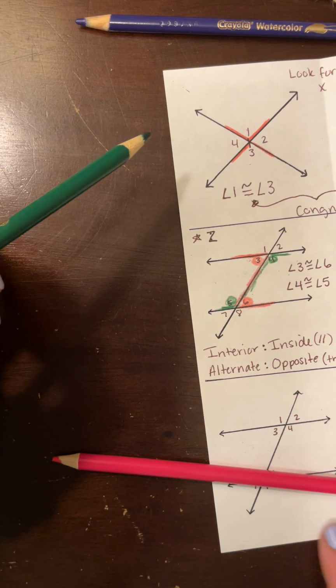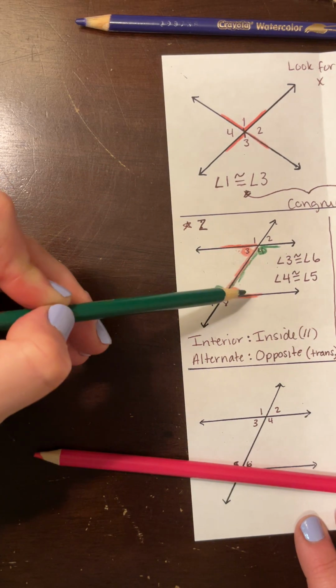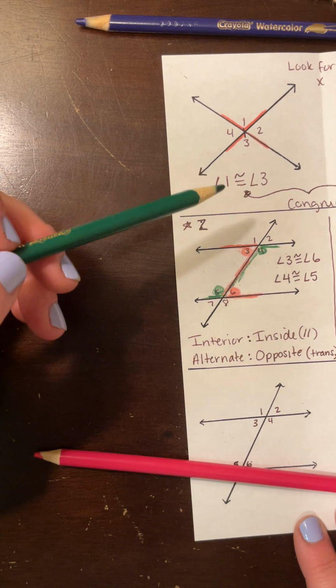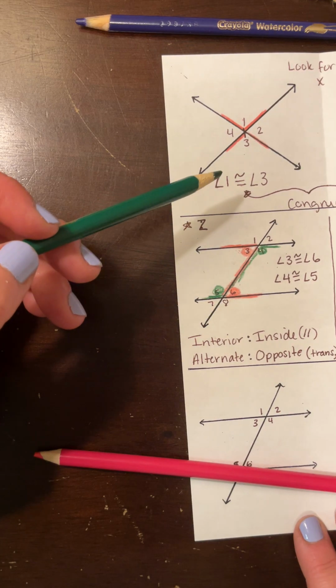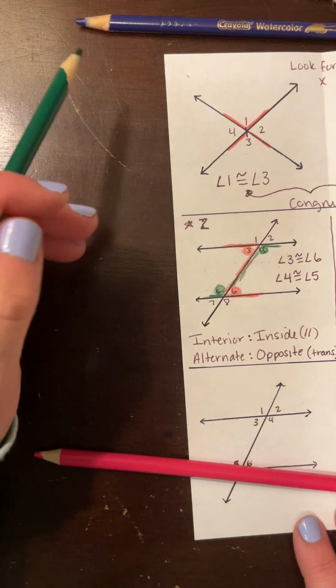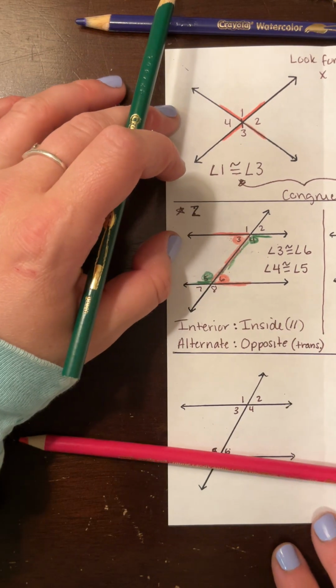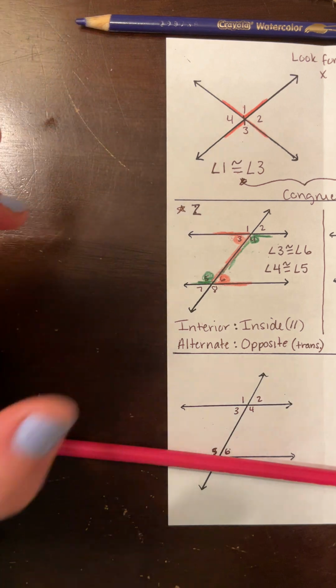And listen, guys, don't overcomplicate this. Look at these angles. See how 3 is skinny and 6 is skinny? Don't overcomplicate it. If they're both skinny, they're the same size. 4 is wide and 5 is wide. Again, don't overcomplicate it. Both wide, they're both the same size. We're just giving it names to make it, I guess, sound fancier or something.